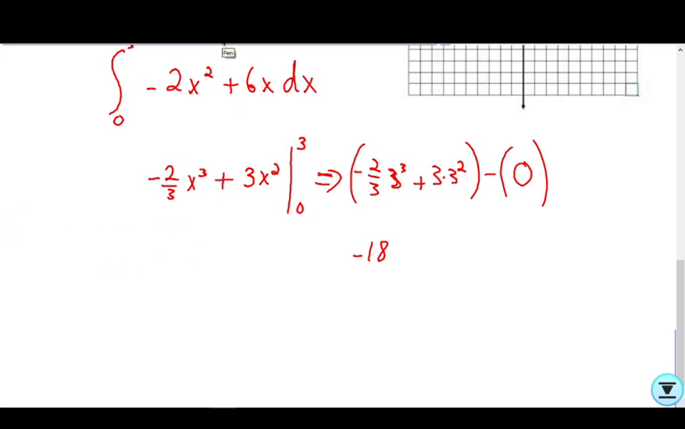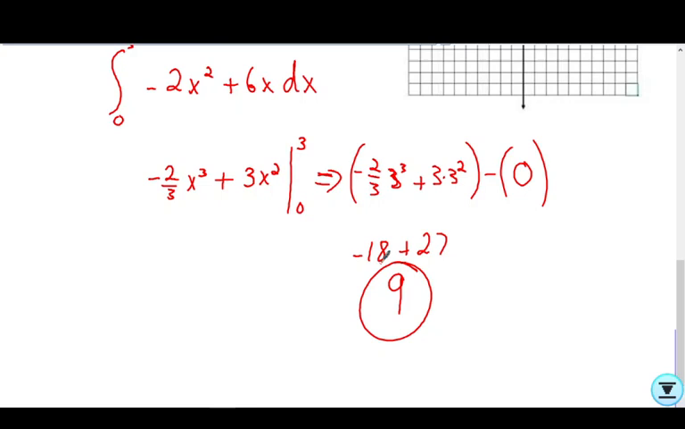And then lastly, you've got 3 squared is 9 times 3, which is 27, and negative 18 plus 27 is 9. And so that is your area between the two curves.